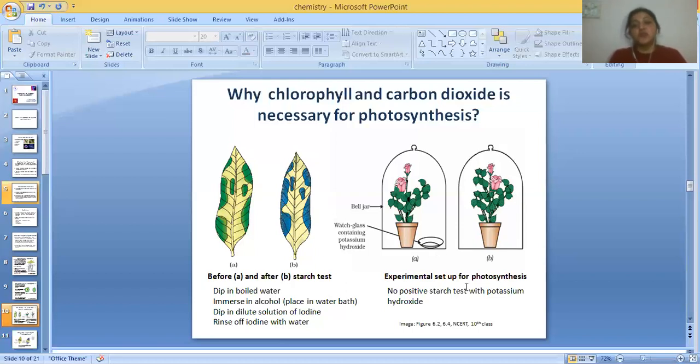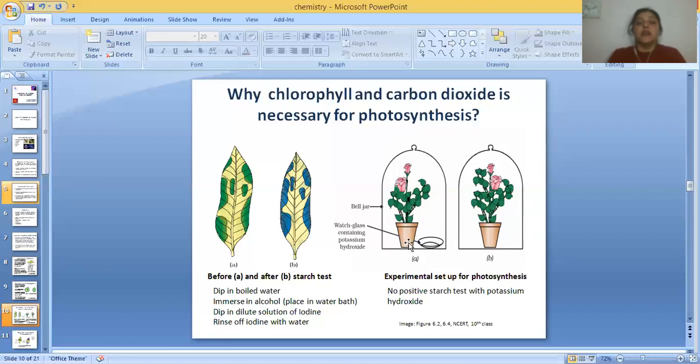Another experiment which we can conduct to understand if carbon dioxide is really necessary for photosynthesis is that we can take two potted plants of similar sizes. You again subject them to the procedure of destarching. It means that you have to put them into the dark phase for a couple of days so that starch is consumed, and then you expose them to the light for a few hours, like 2 or 4 hours.